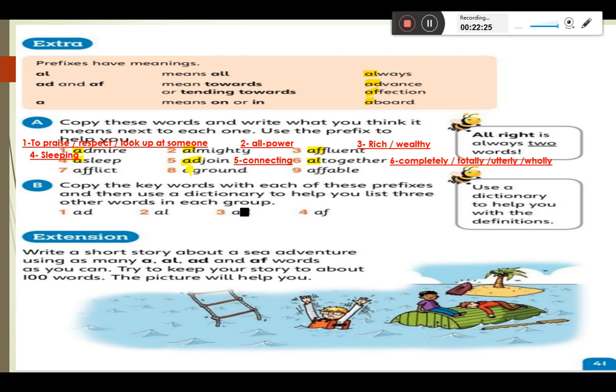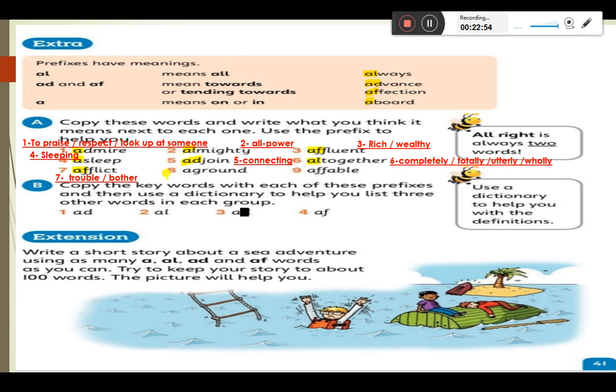Okay, let's move to number 7. We have the word afflict. So the prefix here is af. What do you mean by the word afflict? I want you to try to guess the meaning. Afflict means to cause trouble or to bother someone.